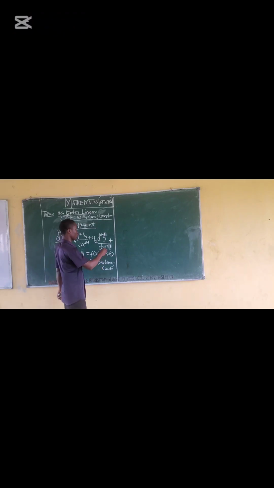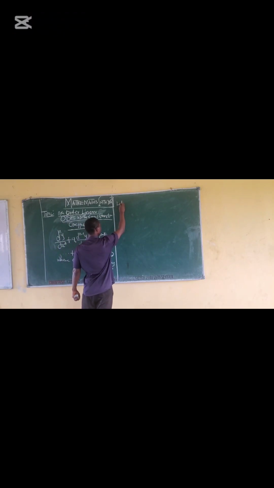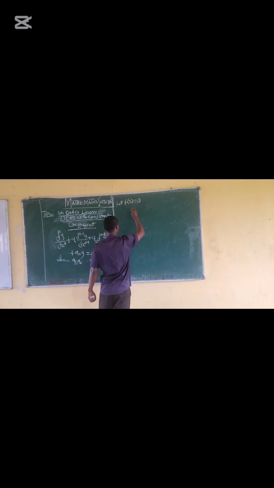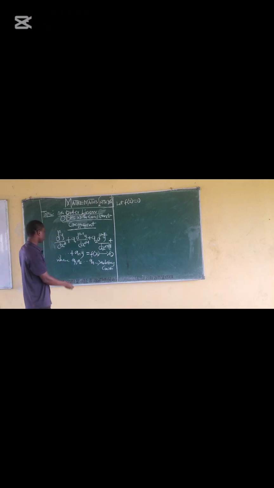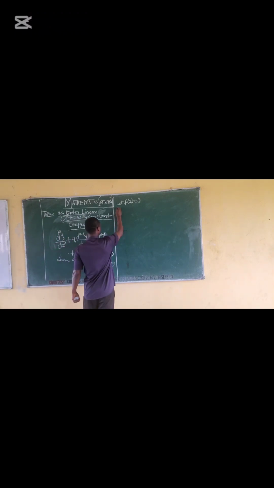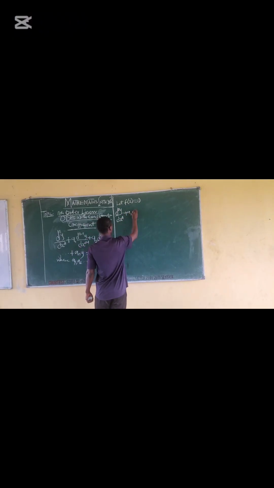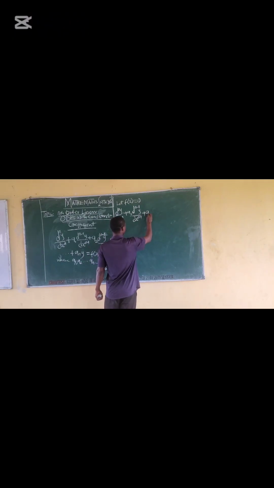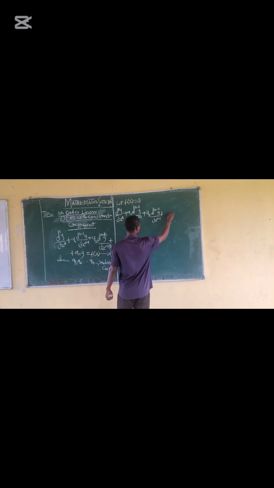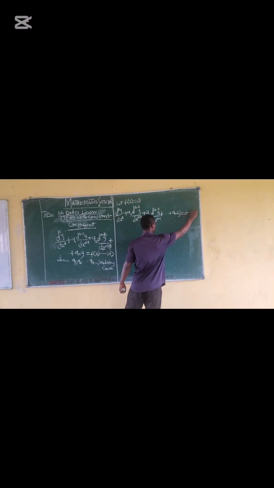equate f of x to be equal to 0, it means that if I let f of x here be equal to 0, then my equation 1 transforms to the form d^n y over dx^n plus a1 d^(n-1) y over dx^(n-1) plus a2 d^(n-2) y over dx^(n-2) plus an y equal to 0. Alright, so we can call this equation 2.